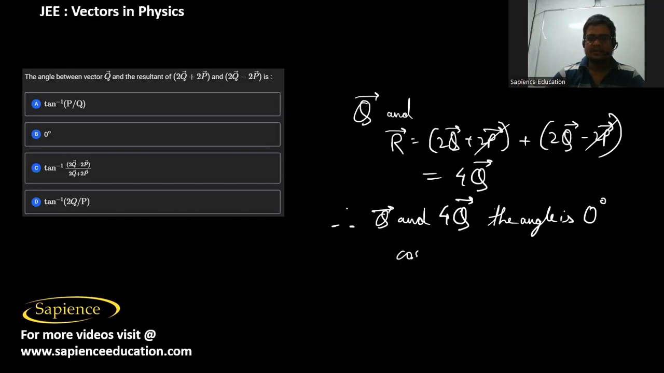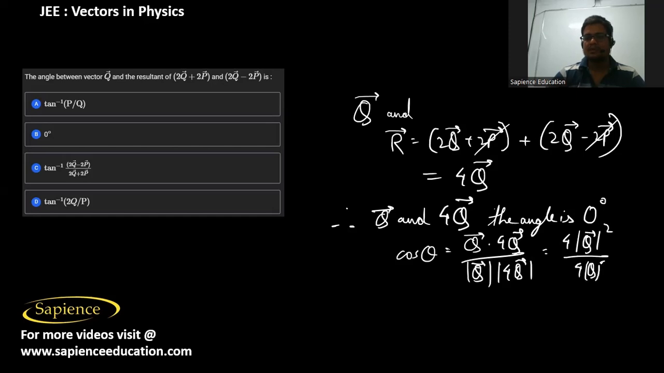If we solve it, we get cos theta equals q vector dot 4q vector divided by magnitude of q into magnitude of 4q. So this will come 4 mod q square, and the denominator will also be 4 into mod q square. So this will be 1. So cos theta is 1, which means theta should be 0 degrees. So option B is the correct answer.